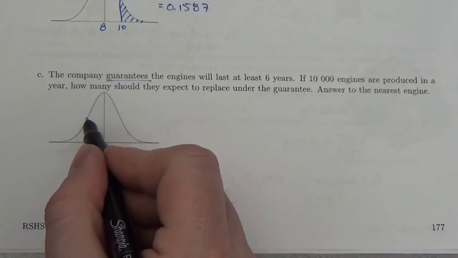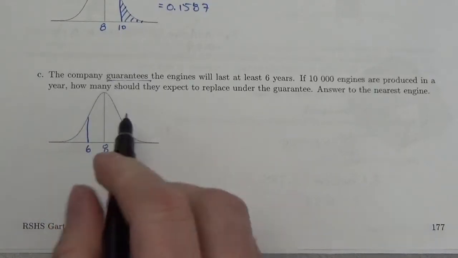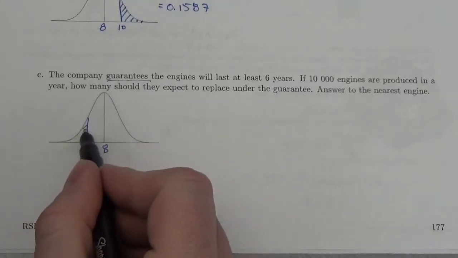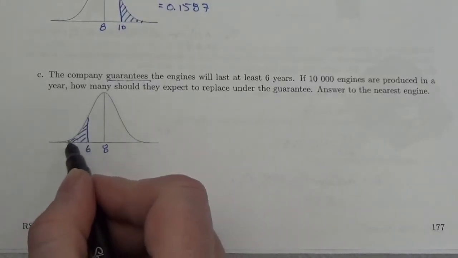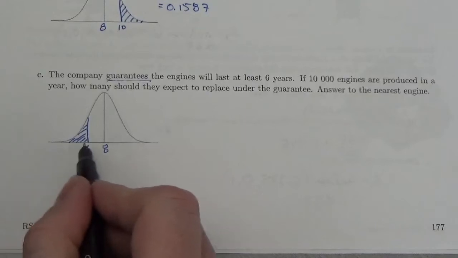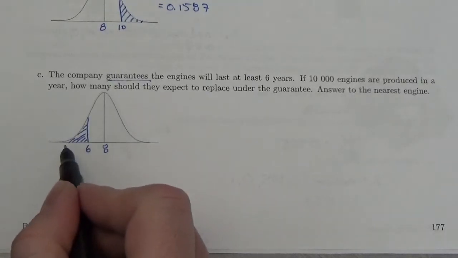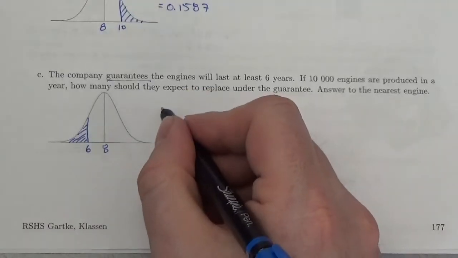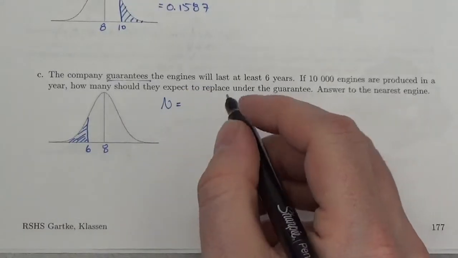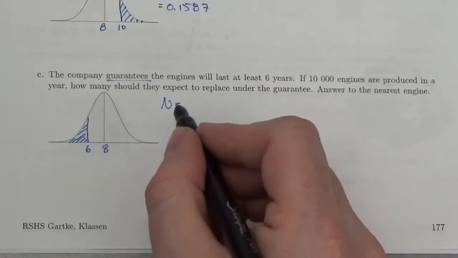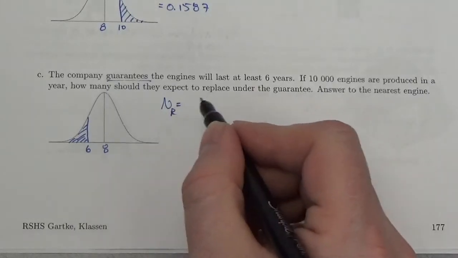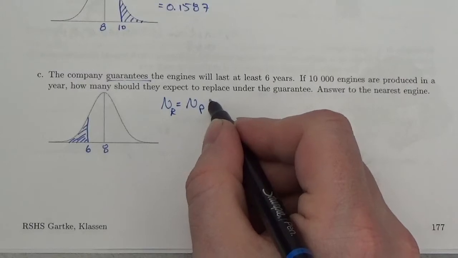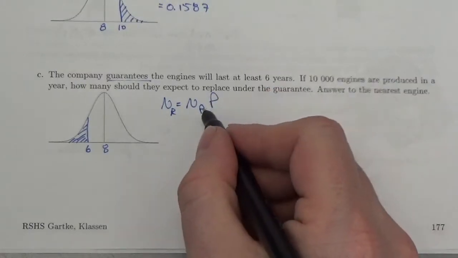Okay, well, wait a minute. Here's the 6. They're not going to replace these ones up here. They're going to replace these ones down here. So what we want to do here is figure out what this area is as a probability and then multiply that by the number that are produced here. The number that we have to replace is going to be the number that were produced multiplied by the probability.